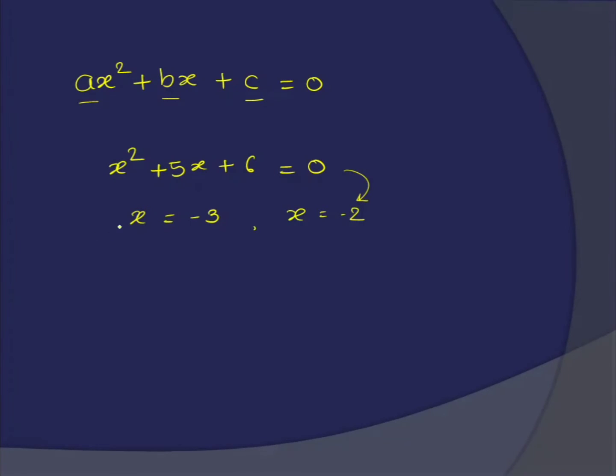Now what if two solutions are given? By having those two solutions, can we get the quadratic equation? That is the question, and that is what we are going to learn in this video. That means if two roots or two solutions of a quadratic equation are given, can we find the quadratic equation from that, and if we can, how to find it. That is what we are going to learn in this video.